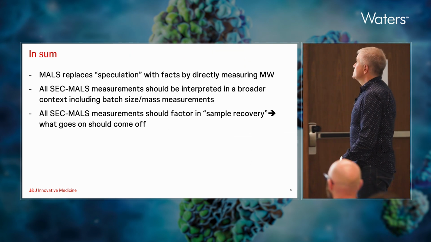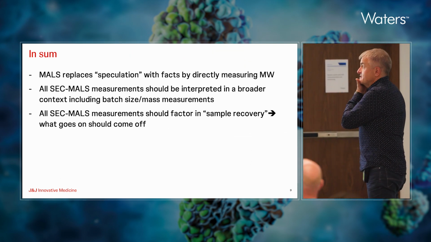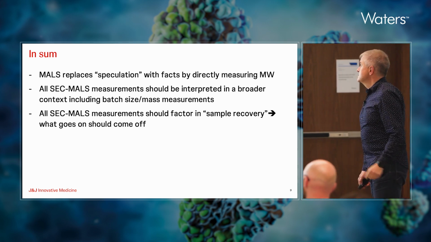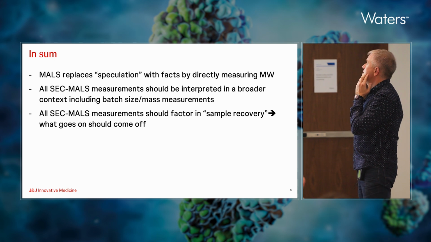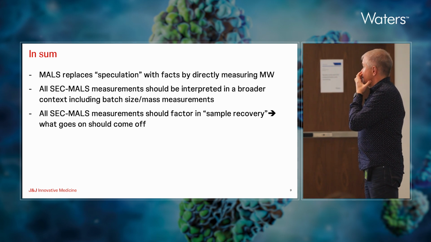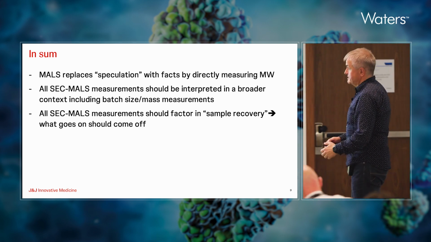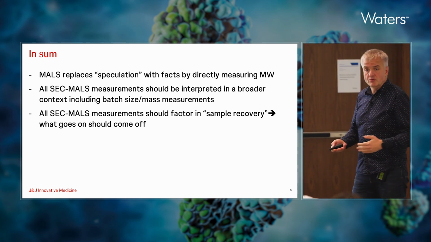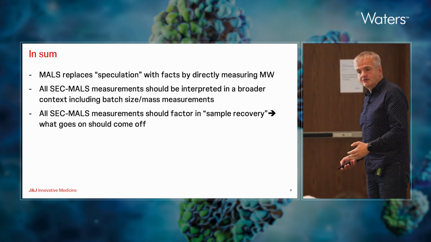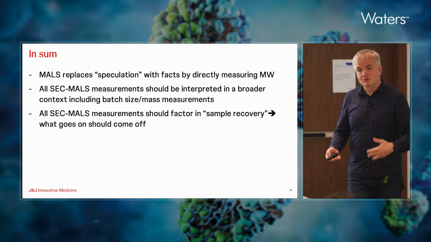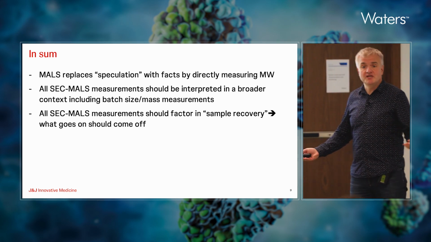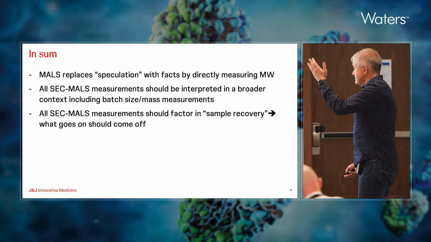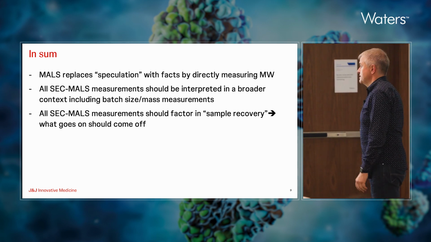In sum, for the introduction, multi-angle light scattering replaces speculation with facts by directly measuring molecular weights. All size exclusion measurements coupled with multi-angle light scattering should be interpreted in a broader context, including batch size measurements and also recoveries from the sample. So we want to know that what we injected is coming back. Otherwise, getting a peak when you only recover 90% of your sample could mean anything. And in conclusion, if all of the above are happening, SEC-MALS will separate the big problems from the small talk.